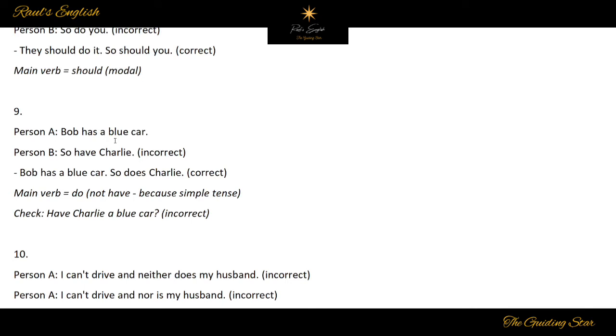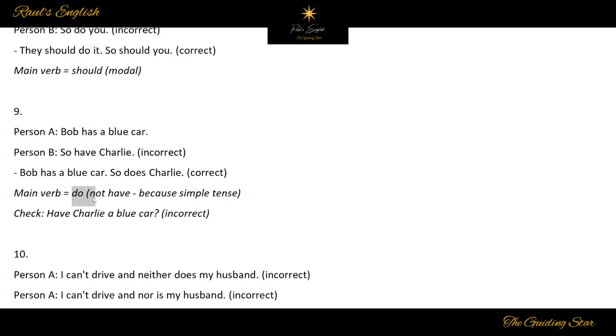Number 9. "Bob has a blue car, so have Charlie." Right, so what is the main verb over here? You might think it is "has," but it is not "has." The main verb is "do." So "Bob does have a blue car," and so does Charlie. So don't get confused between "has" and "do." You can't make the sentence "so have Charlie." It's "so does Charlie," because the main verb is "do."